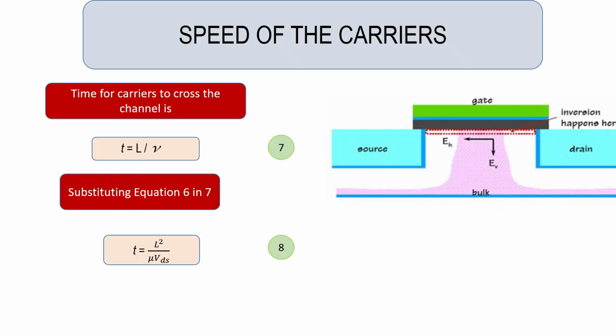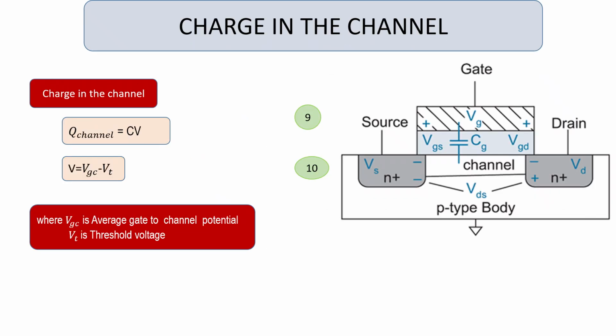So the time taken for the carriers to cross the channel, whose length is L, is T equal to L by V. We have got the expression for V in equation number 6. Substituting this, we get T is equal to L squared divided by mu into VDS. The channel charge density is equal to the gate capacitance times the gate voltage in excess of the threshold voltage, or VGC minus VT, where VGC is the average gate to channel potential and VT is the threshold voltage.